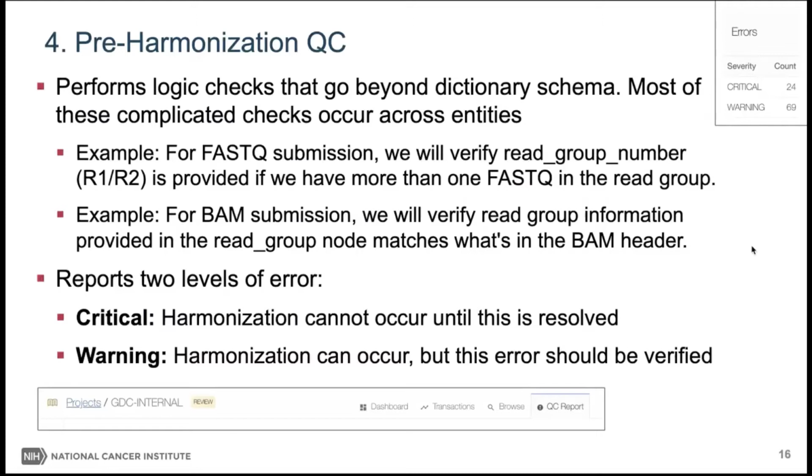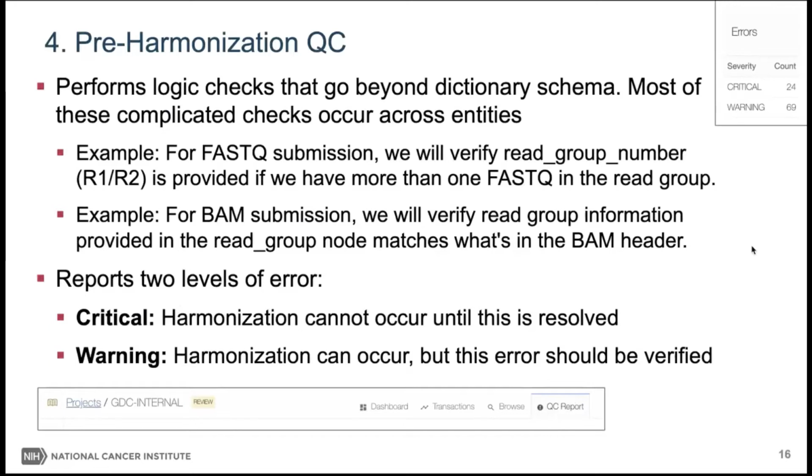So an example here is if you're submitting a FASTQ and you upload a read group number that's not R1 and R2, and you have more than one FASTQ in the read group, it will throw an error and say, we're pretty sure this is paired end data. You need to verify that these files are R1 and R2.